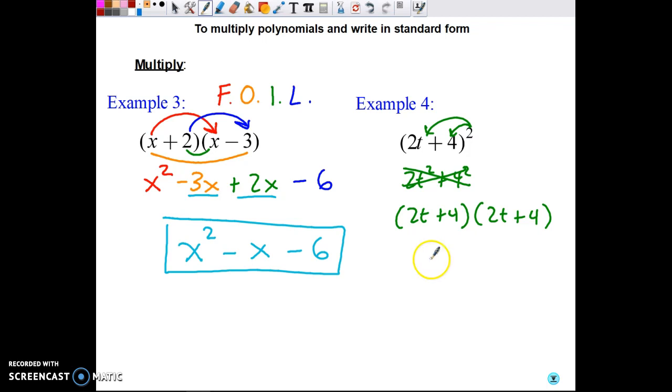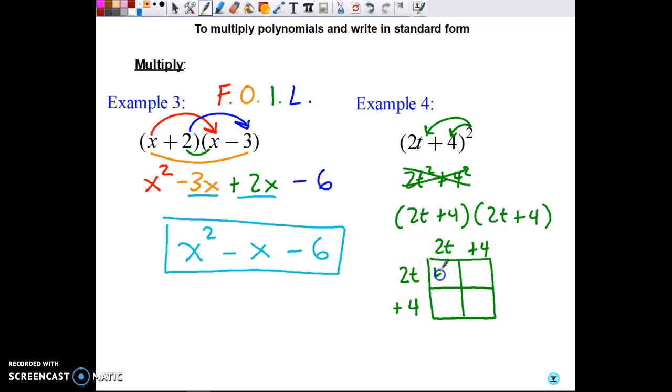Now here's the other way you can multiply. Some people like to use the lattice method of multiplication, so I can do that with this. I'm going to take the 2t for this row and the positive 4 in the second row. And then the first column, I'm going to put the 2t from here and the positive 4 there. And now I'll just multiply row times column.